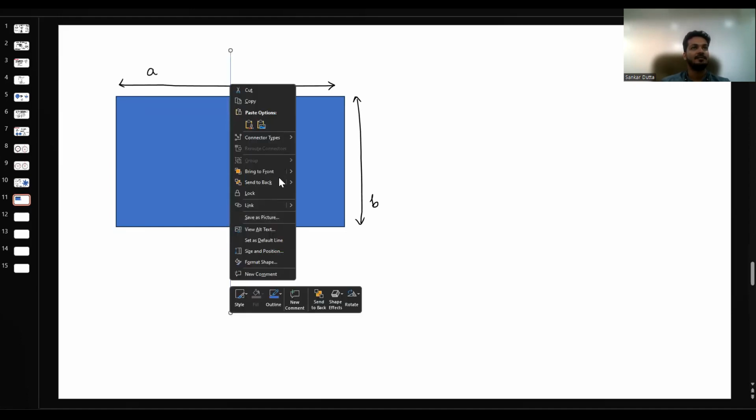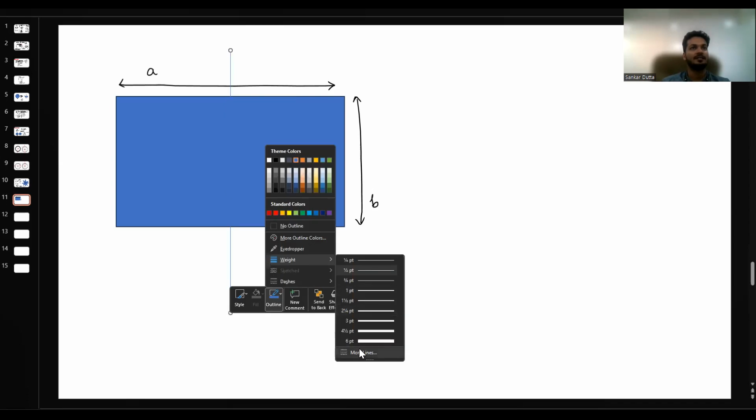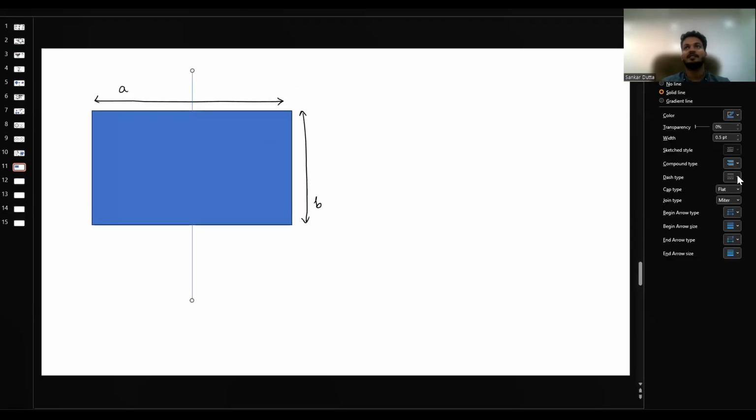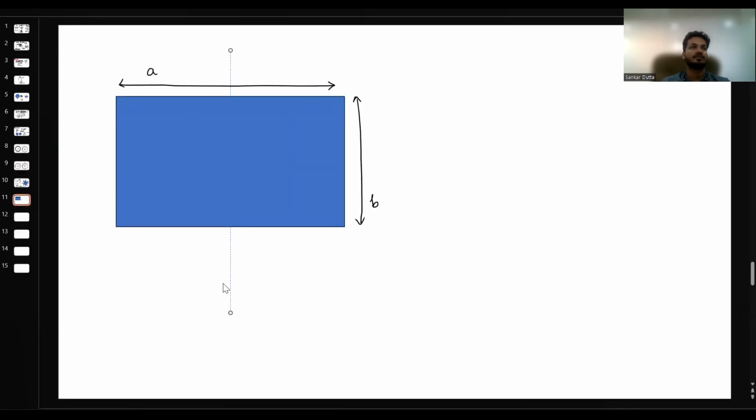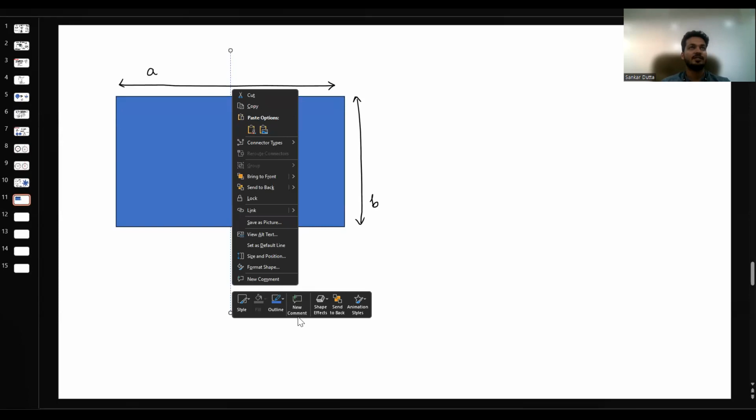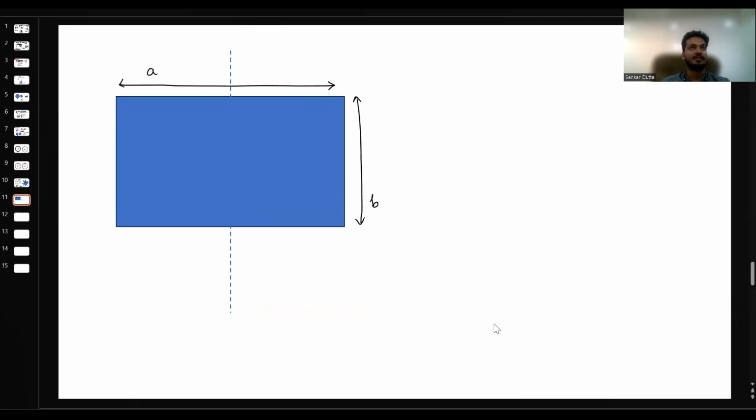Are you able to see the line? Yes, sir. Okay, this is the line. Can we have a dotted line? Yes. Guys, try to find out the moment of inertia if I try to rotate this rectangle about this axis. So this is how it will rotate.